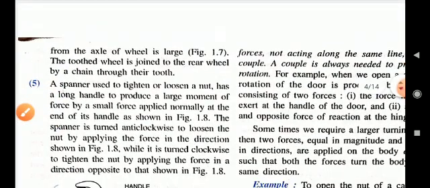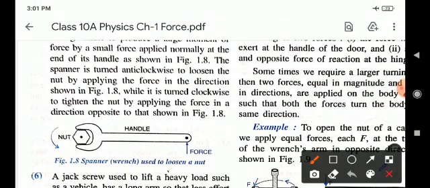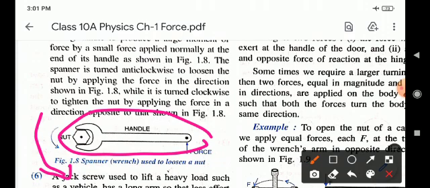Next, another example, fifth: a spanner, that is, a wrench. This direction is anti-clockwise and the force is in this direction. So a spanner used to tighten or loosen a nut has a long handle to produce a large moment of force by a small force applied normally at the end of its handle, as shown in this figure.